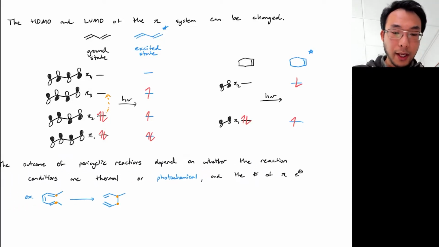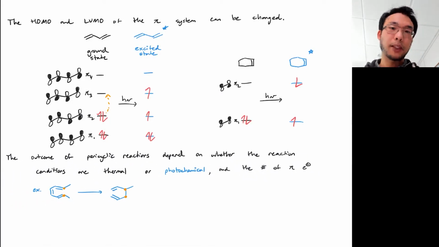Well, it turns out that the outcome of a pericyclic reaction is dictated by the reaction conditions and by the number of electrons in the pi system. And the reaction conditions can be either thermal or photochemical. If you're thermal, then you'd be in your ground state. If you're photochemical, you'd be in the excited state, and that could lead to a different outcome.